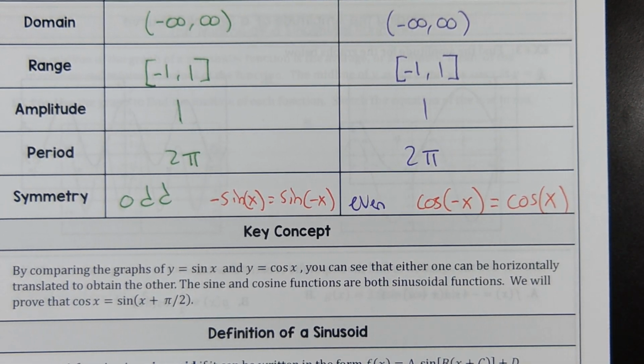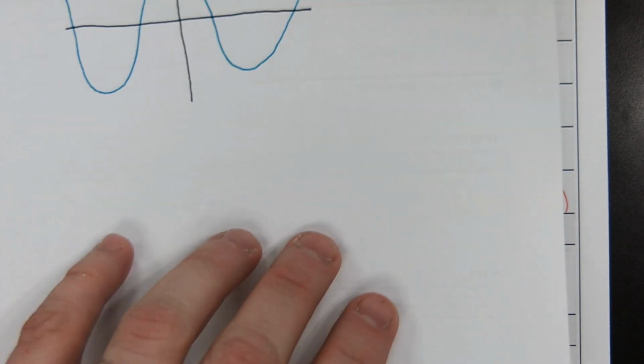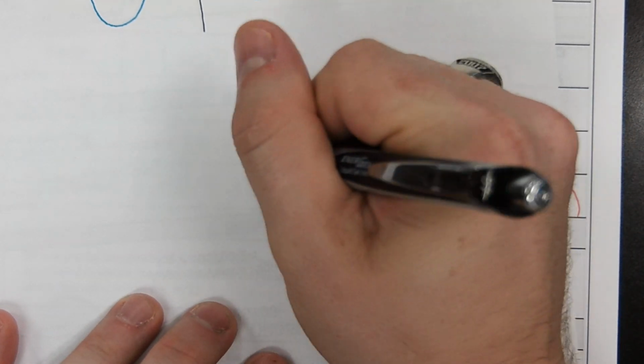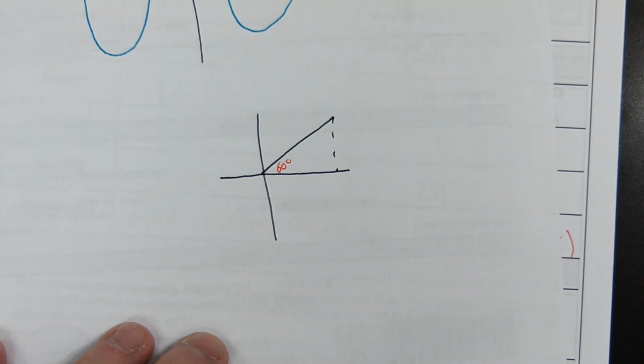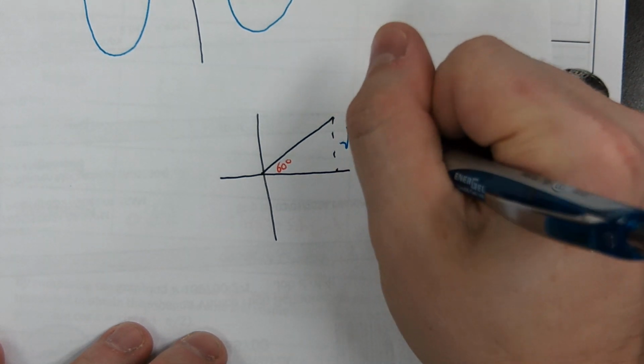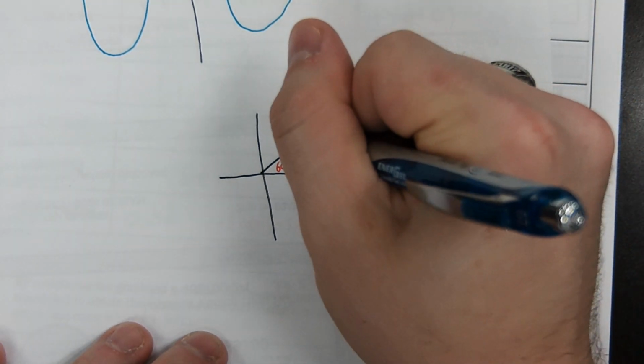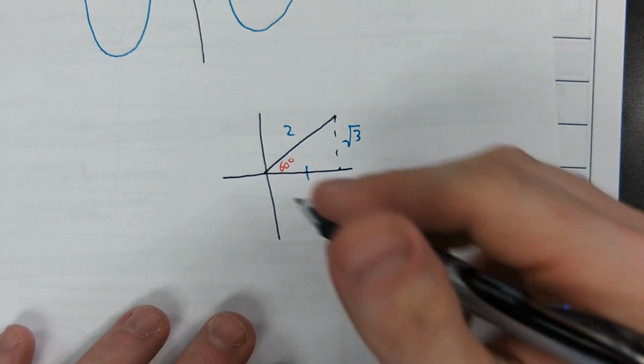Cosine of 60 degrees equals cosine of negative 60 degrees. That's really easy to demonstrate too. If you wanted to see it, let me draw my 60 degree angle. If this is 60 degrees, there's always a root 3 across from a 60. It's a 1 next to it and a 2. Negative 60 degrees is this way.